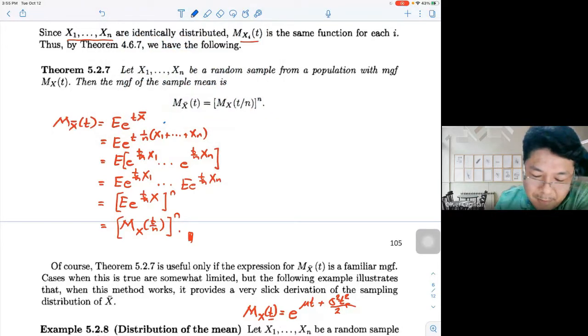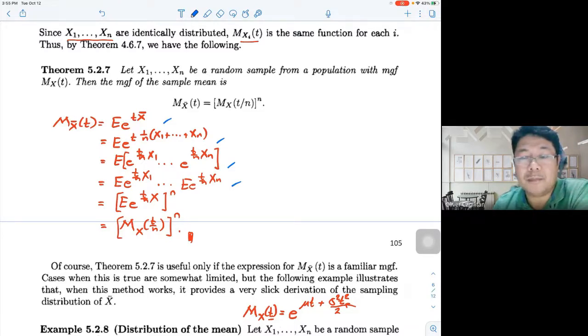Okay, this is by definition. Second equality, substitution for the value of x bar. And then after that, the property of the exponential function. And then after that, applying the independence property, assumption of our random variables.